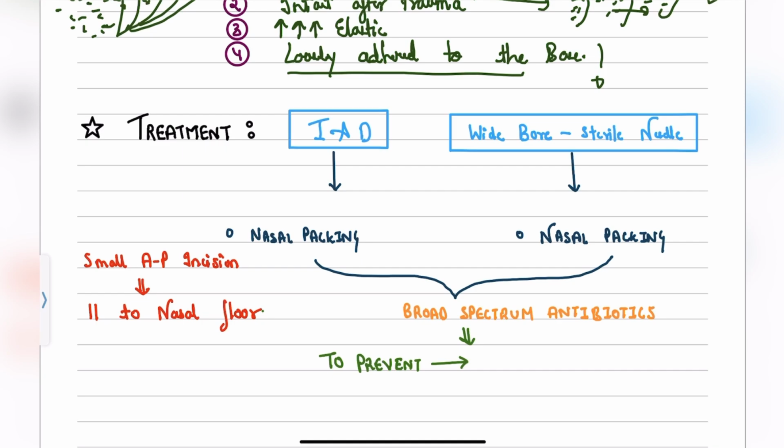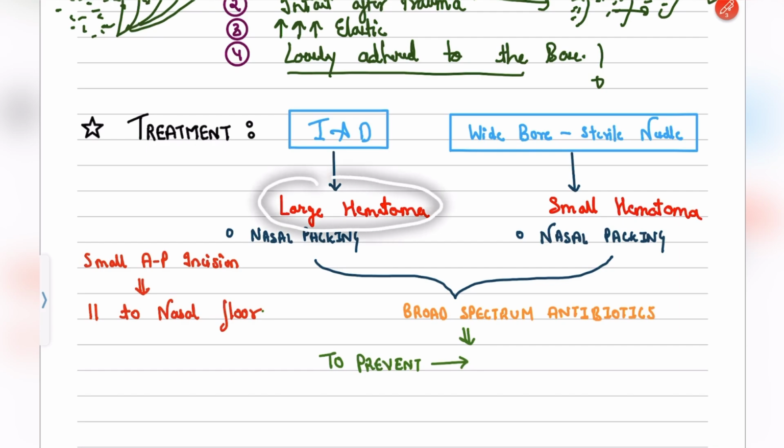Treatment is based on two factors: whether the septal hematoma is large or small. If the septal hematoma is large, we will do incision and drainage. If the septal hematoma is small, we will aspirate the blood using a wide bore sterile needle. It is as simple as that. If it is large, we'll simply put an incision and drain the fluid. If it is small, we will aspirate with the help of a wide bore sterile needle.